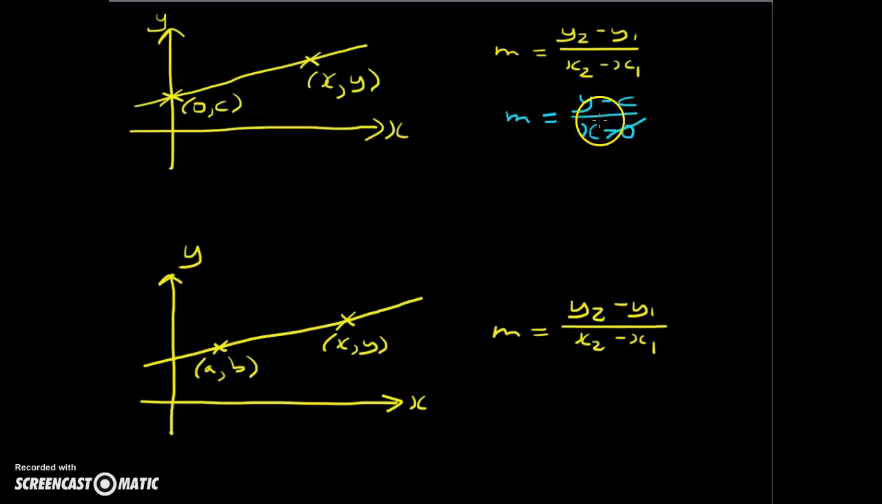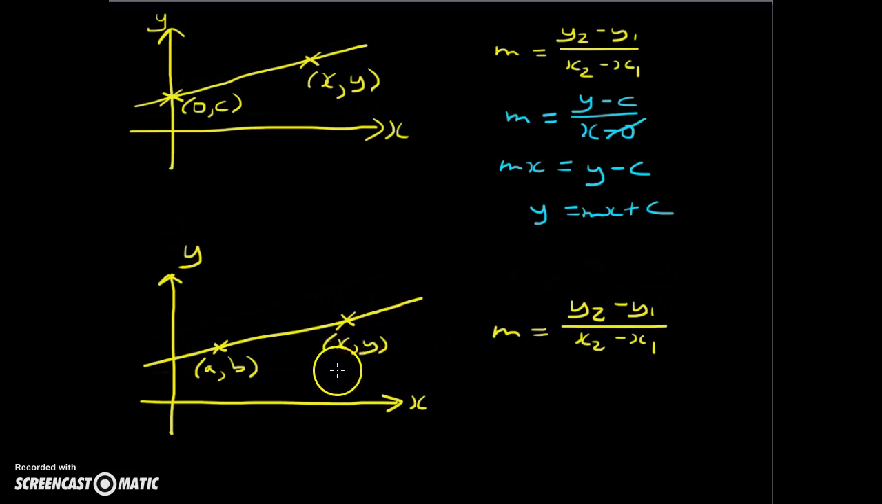Now what we're going to do, we're just going to multiply both sides by x to get rid of this divide by x. So we get mx equals y subtract c. And now to get to our familiar equation with y on its own, we're going to add c to both sides. So in the end, we get y equals mx plus c. Probably the equation of the line that we're most familiar with.